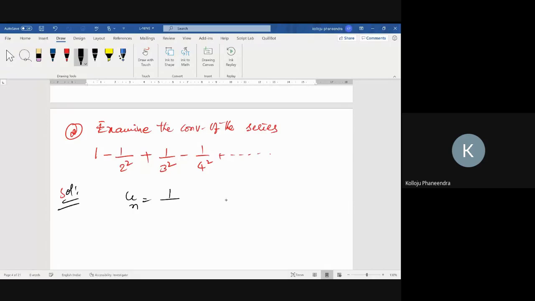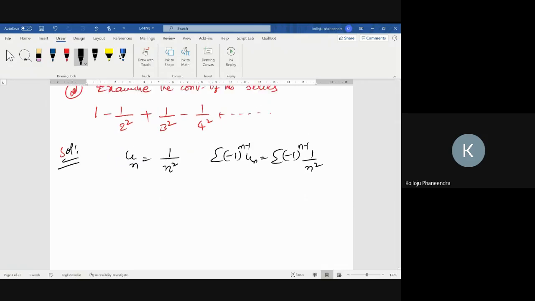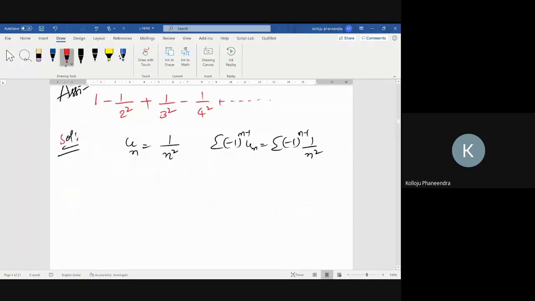Now coming to this problem, what is the nth term here? I am writing the nth term, 1 by n square. And what is the series? Sigma minus 1 whole power n minus 1 un equals sigma minus 1 whole power n minus 1 by n square. I think it is the same as an earlier problem. I think you can do this problem. This is an assignment, like the 1 by root n problem. I will tell another one.